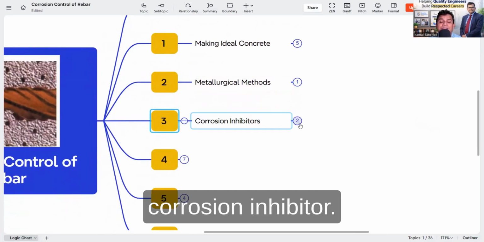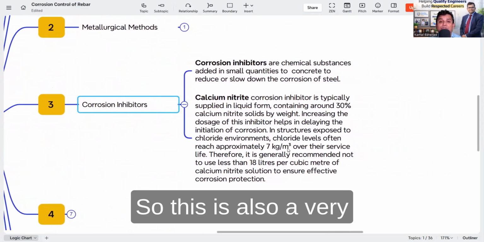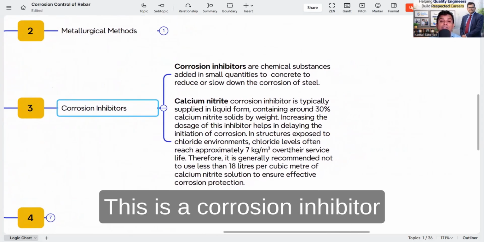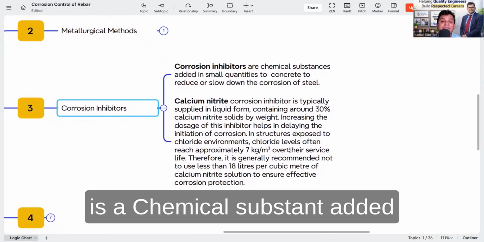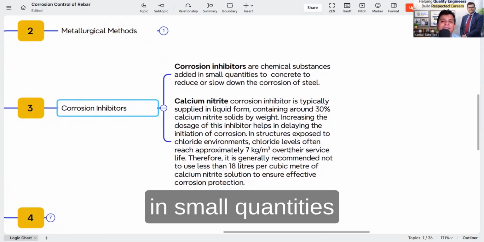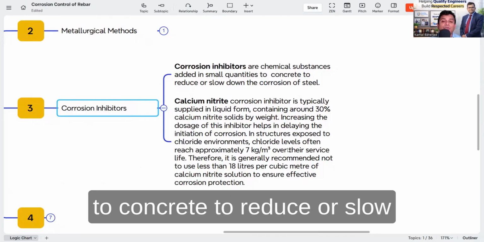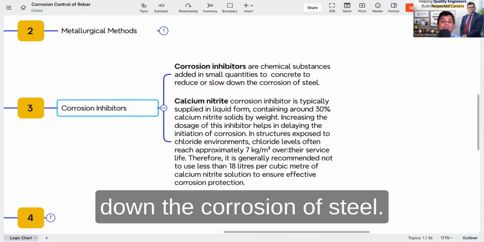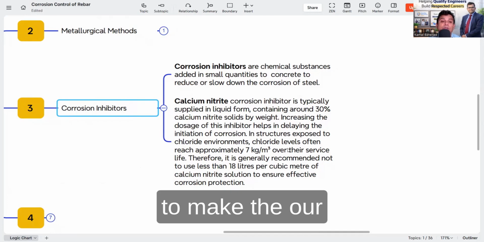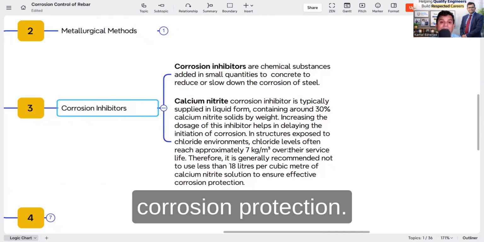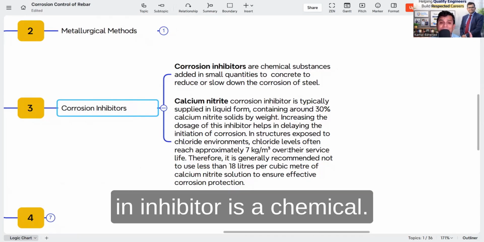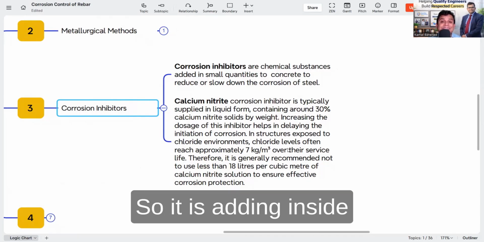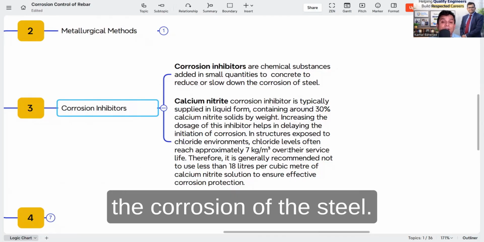Another is the corrosion inhibitor. This is also a very important part. A corrosion inhibitor is a chemical substance added in small quantities to concrete to reduce or slow down the corrosion of steel. So this is another method for our corrosion protection. It is added inside the concrete to protect the steel from corrosion.